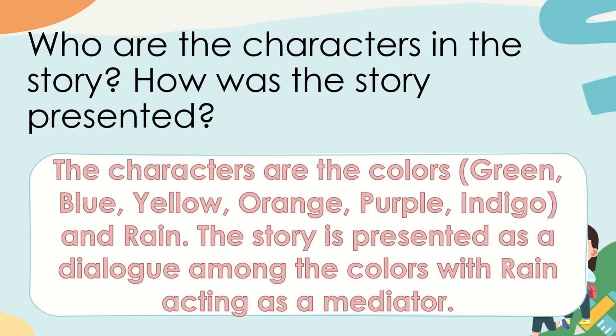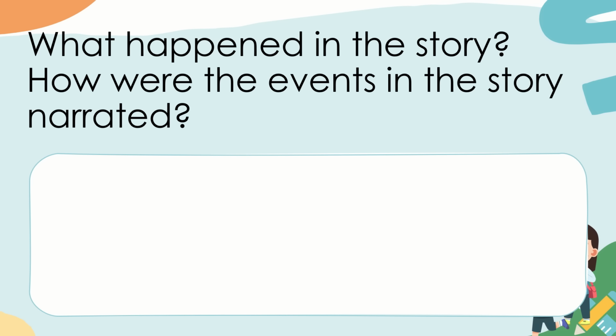Very good. The characters are the colors green, blue, yellow, orange, purple, indigo, and the rain. The story is presented as a dialogue among the colors, with rain acting as a mediator. What happened in the story? How were the events in the story narrated?